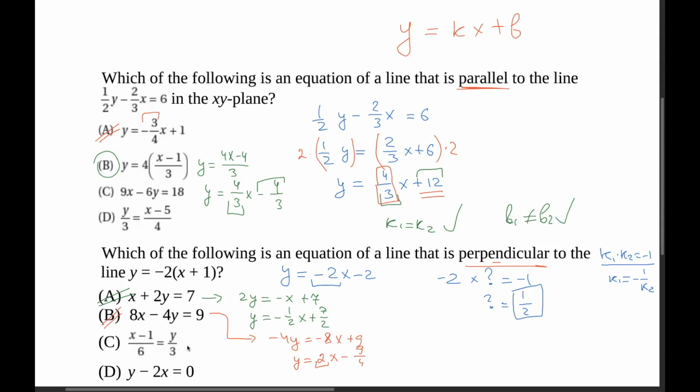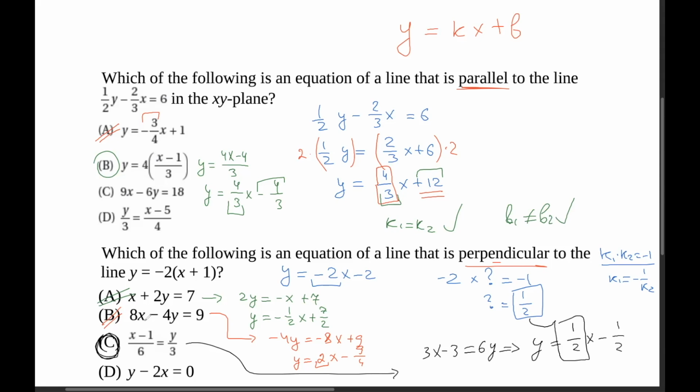Let's see, that's case C. Case C says cross multiply. 3x minus 3 is equal to 6y. So to find y, we need to divide both sides by 6. 3 divided by 6 is 1 over 2x. Minus 3 divided by 6 is minus 1 over 2. Oh, look, we were looking for the slope 1 over 2. Yeah, we got slope 1 over 2 here. So C, this equation is perpendicular to this one.